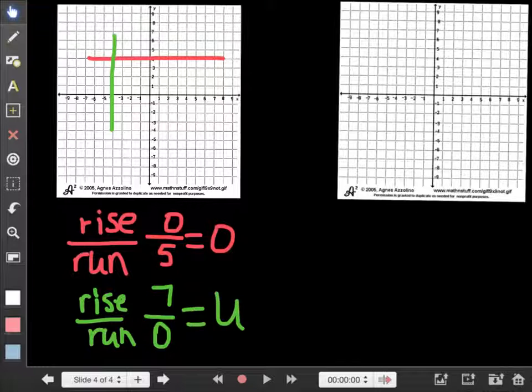So the red line, it's flat. It has a slope of 0. It's like walking on flat ground, 0 slope. The green line is undefined. It's straight up and down, vertical. It would make you have a denominator of 0, which is undefined.